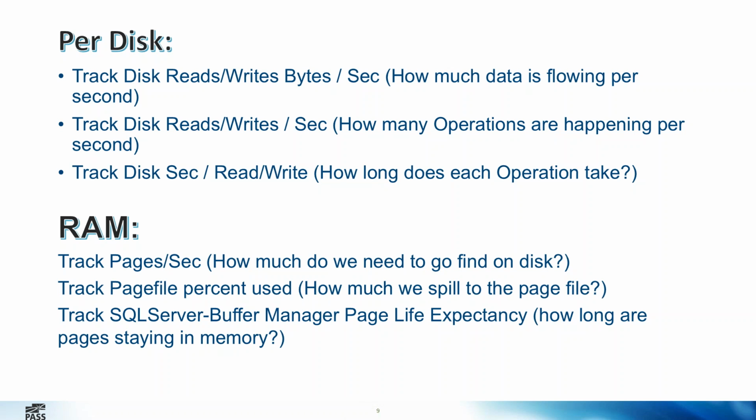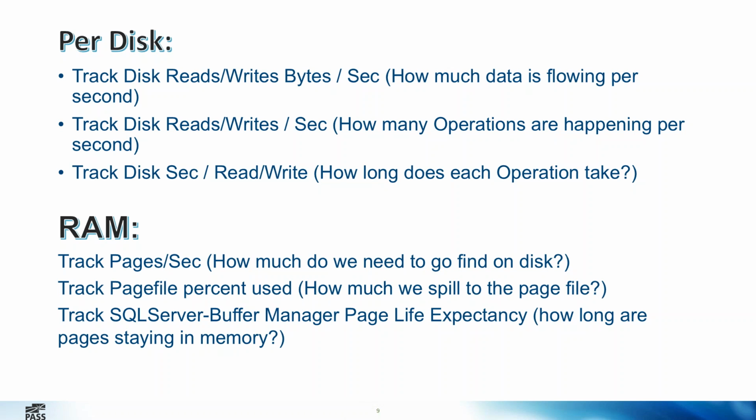For RAM, I would say track pages per second, though that's a value that's kind of hard to say what's good or what's bad. That's one of those where I usually recommend you baseline it and see if it deviates from when you had a healthy system. Track how much you're using of the page file. Obviously, if you're using a lot of the page file, it usually means that you're probably starved on memory. And the best counter I found for quickly looking to see if SQL Server has some memory pressure is to check the page life expectancy, which is how long the pages are staying in memory.